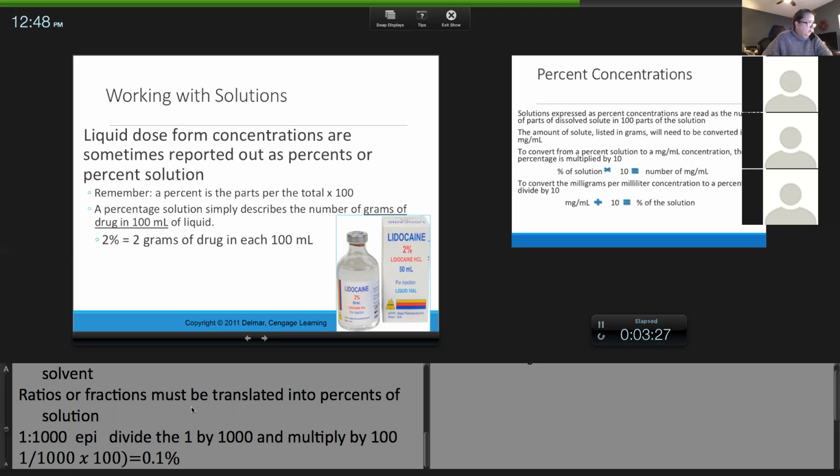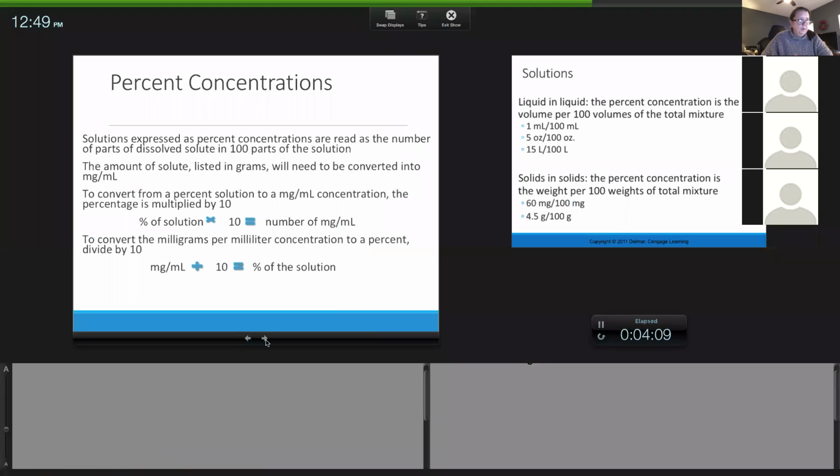Now below here, on the bottom of this slide, it talks about how ratios or fractions are translated into percents of a solution. So if you have a 1 to 1,000 epi, we're going to divide the 1 by 1,000, multiply by 100, and that's going to tell you the percent of epi. Because a 1 to 1,000 solution, we're like, what percent is that? 1 divided by 1,000 is 0.001, times 100 would equal 0.1%. So we know there's 0.1% epinephrine in that solution. And there's going to be a picture of that bottle coming up.